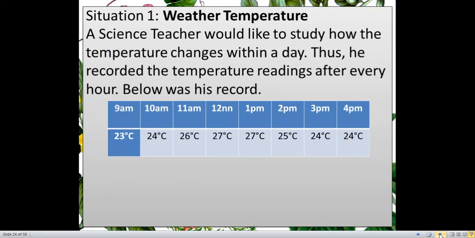So situation 1 is about weather temperature. A science teacher would like to study how the temperature changes within a day. Thus, he recorded the temperature readings after every hour. So below was his record. We have 9 a.m. up to 4 p.m. So 9 a.m. 23 degrees Celsius, 10 a.m. 24 degrees Celsius, 11 a.m. 26 degrees Celsius, 12 noon 27 degrees Celsius, 1 p.m. 27 degrees Celsius, 2 p.m. 25 degrees Celsius, 3 p.m. 24 degrees Celsius, 4 p.m. 24 degrees Celsius. And we're going to make a line graph on that.